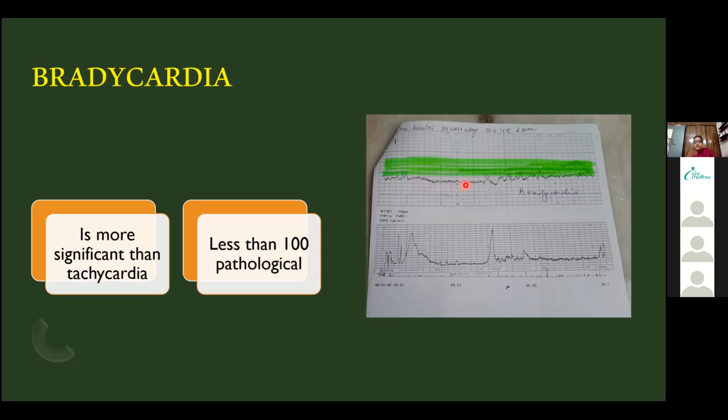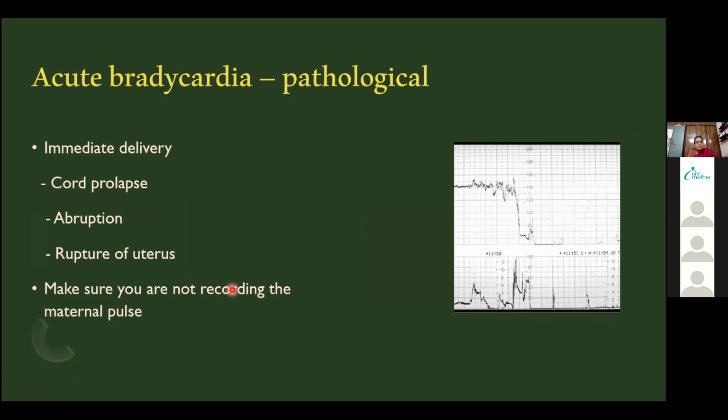See this tracing. So from here to here, for almost 12 minutes, there was bradycardia. Then it has picked up and then it is normal. There is good variability and there are accelerations also. So this baby is not a hypoxic baby, and this is 39 weeks, 4 days. So that may be the reason for the bradycardia.